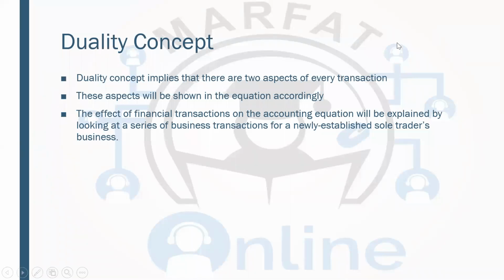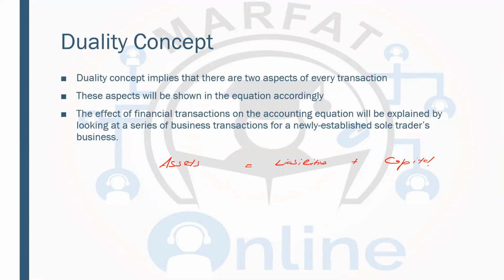Now we are moving towards another concept, which is the base for the accounting equation. The standard accounting equation is assets is equal to liabilities plus capital. That means at any point in time, the assets of the company are equal to the liabilities plus capital, because they are financed from two sources. Either they are financed from the liabilities or from the capital, or both.